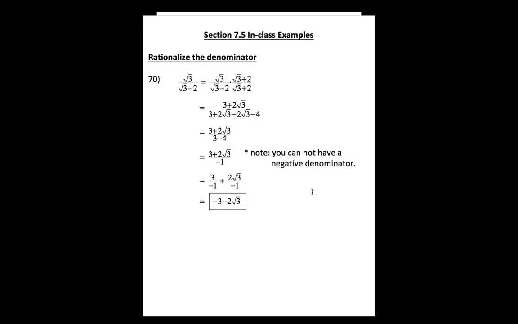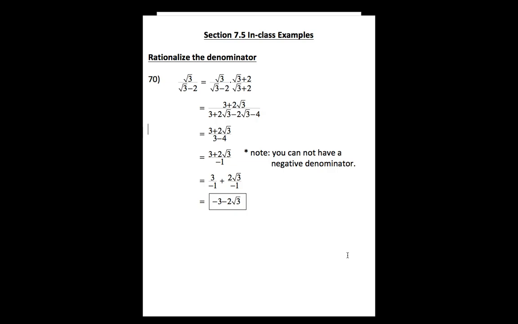And of course, we can't leave any fraction with a negative number in its denominator. That's not its simplest form. So we're going to simplify that further by splitting this one fraction into two separate fractions. We'll make it 3 over negative 1 plus 2 root 3 over negative 1, and simplify those both to be negative 3 and minus 2 root 3 as my final answer.